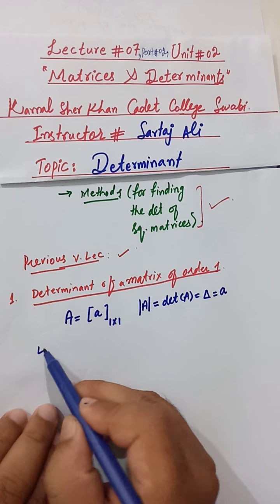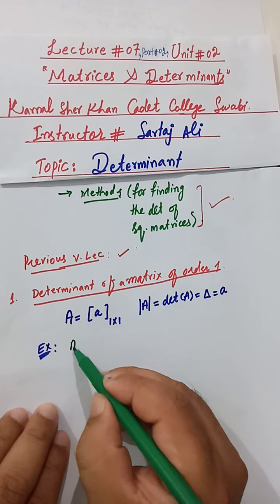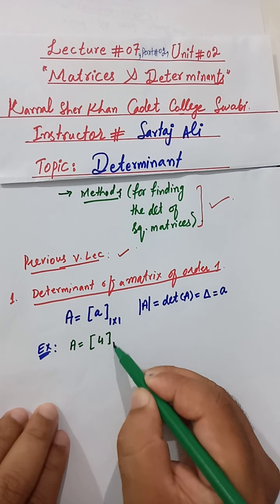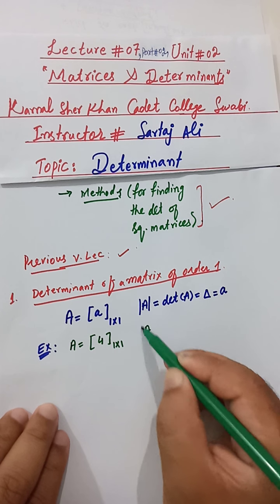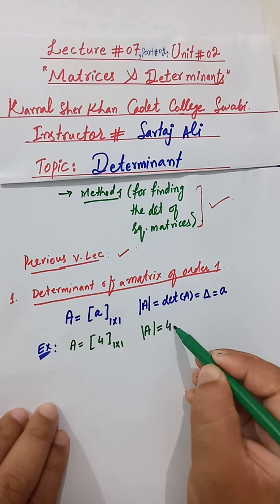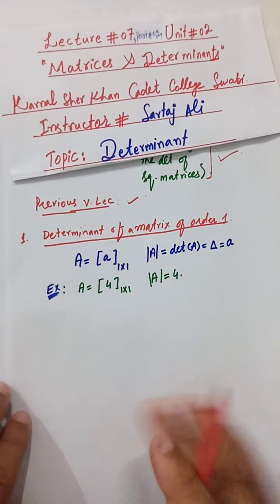For example, if a square matrix of order 1 containing 4 in the square brackets, so the determinant of this square matrix having order 1 will be equal to 4. So this is the way to find out the determinant of a square matrix having order 1.